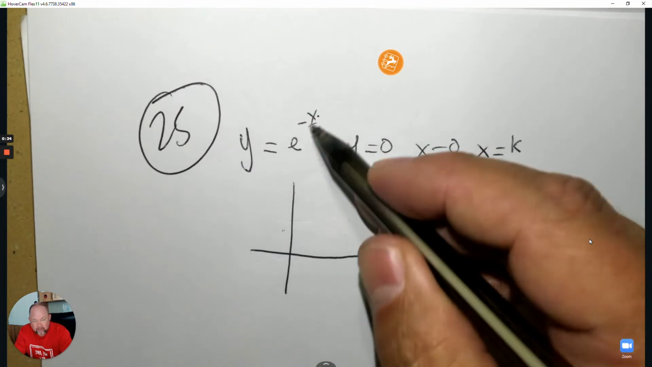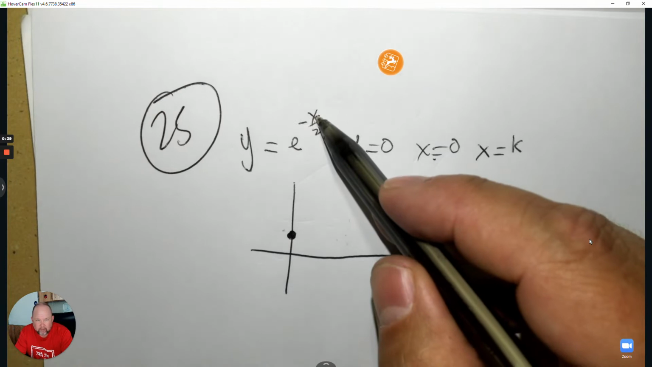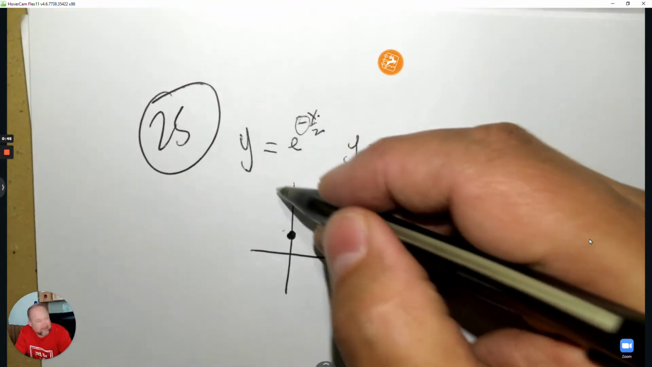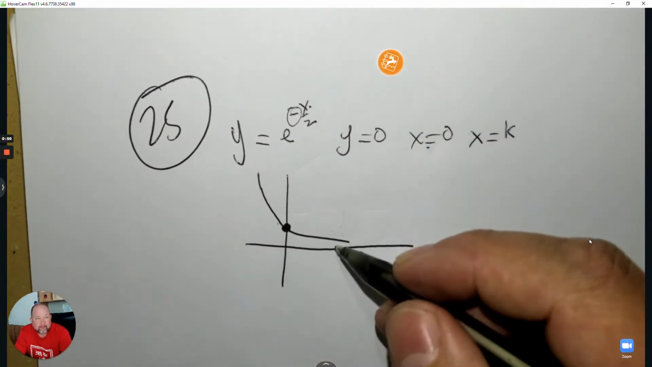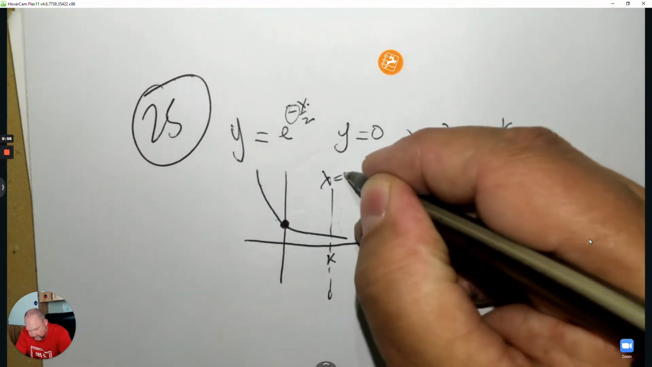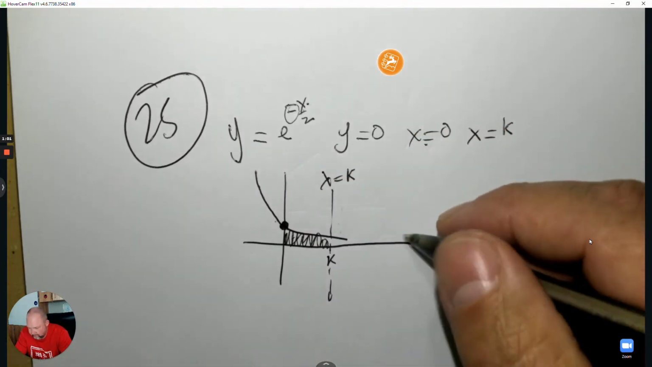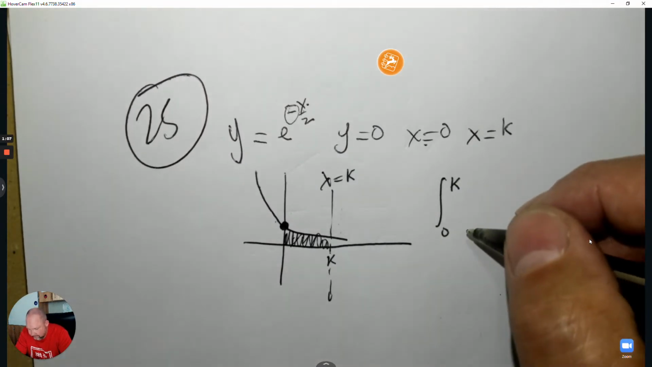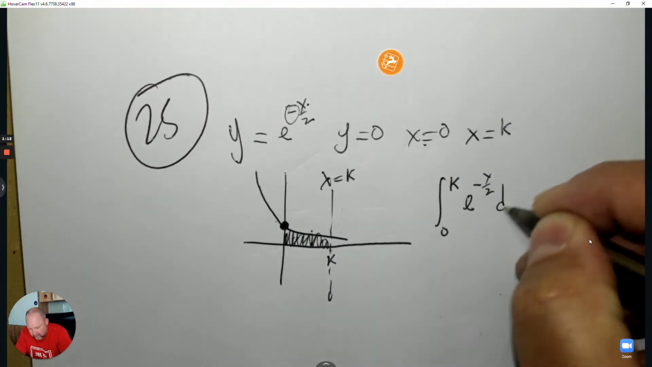So, if I plug in 0, e to the 0 is 1. By the way, if I plug in 1 or 2 or 3, this is going to be decreasing. This negative means it's going to decrease. And then k is just arbitrary. Somewhere here is x equals k. And then this is the area they're talking about, from 0 to k. So if I set this up, it would be from 0 to k. To find the area, top subtract bottom would just be e to the negative x over 2 dx.